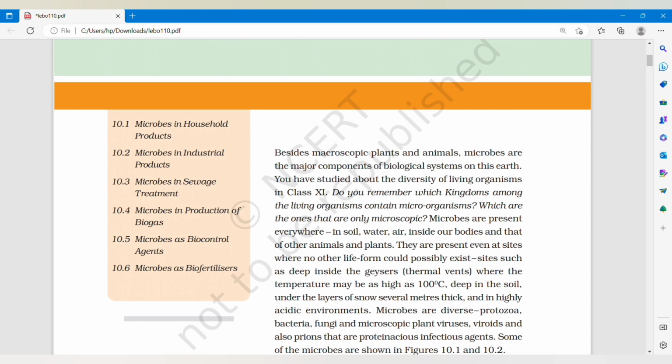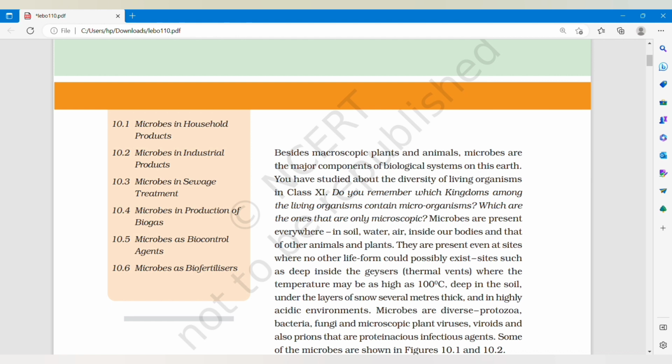Besides macroscopic plant and animals, microbes are the major components of biological system on this earth. You have studied about the diversity of living organisms in class 11. Do you remember which kingdoms among the living organisms contain microorganisms? Which are the ones that are only microscopic?